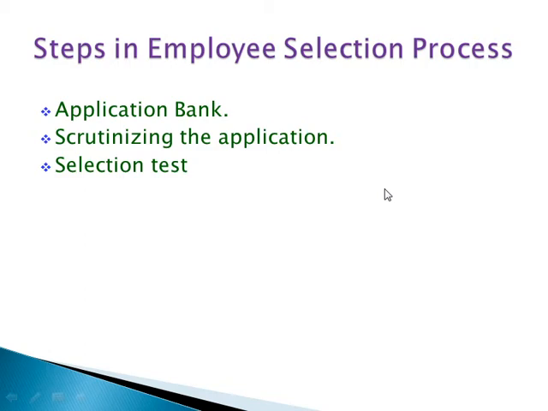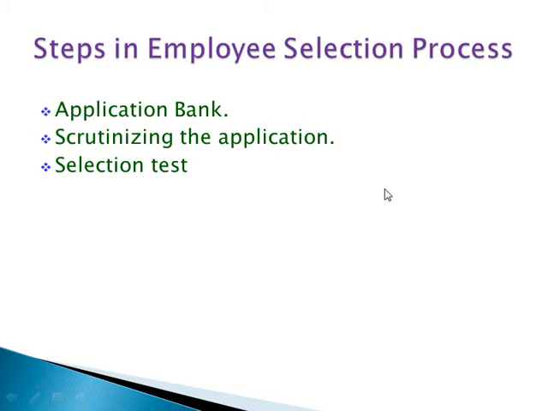Next one, scrutinizing the application. What is meant by scrutinizing the application? When applications are received, inviting all the candidates is very difficult. So, the selection committee shortlists the candidates on criteria like age, work experience, qualification, marks, and proficiency, to shortlist the number of applicants for the interview.